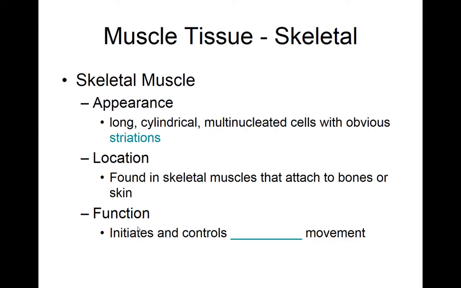This is the only one of our three muscles that is under voluntary control, which means if I want to pick up this remote, I pick up the remote. I have control over all of my skeletal muscles, and I can tell them to do that. So it's under voluntary control. I can control those muscles.